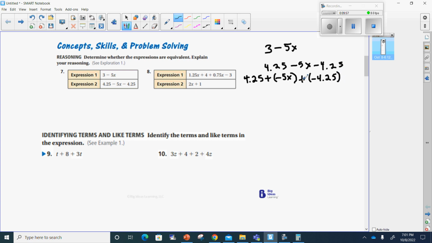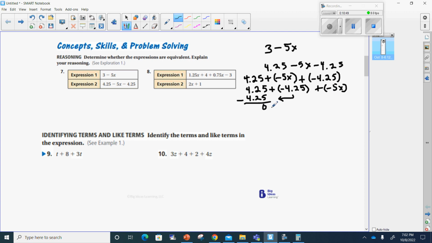And the answer is simple. When I'm adding, I'm allowed to mix all my numbers around. So now I can take these two, 4.25 and negative 4.25, and put them together. The reason I'm doing that is so I can see that I'm taking away the same number, right? So if that's true, I have 0.